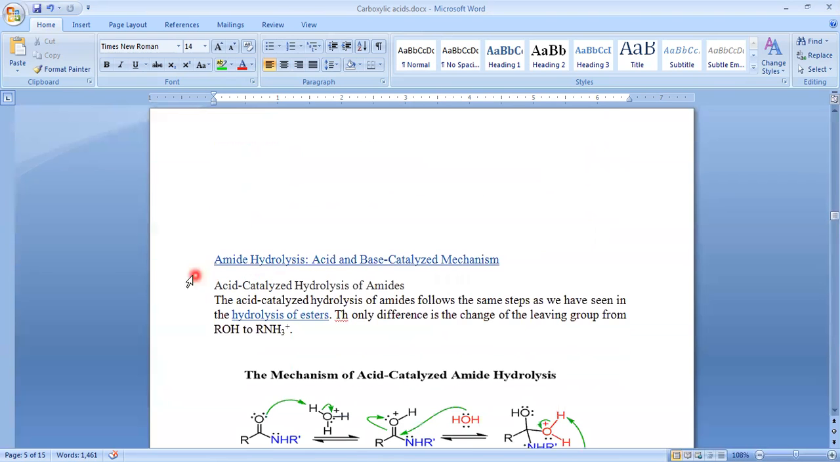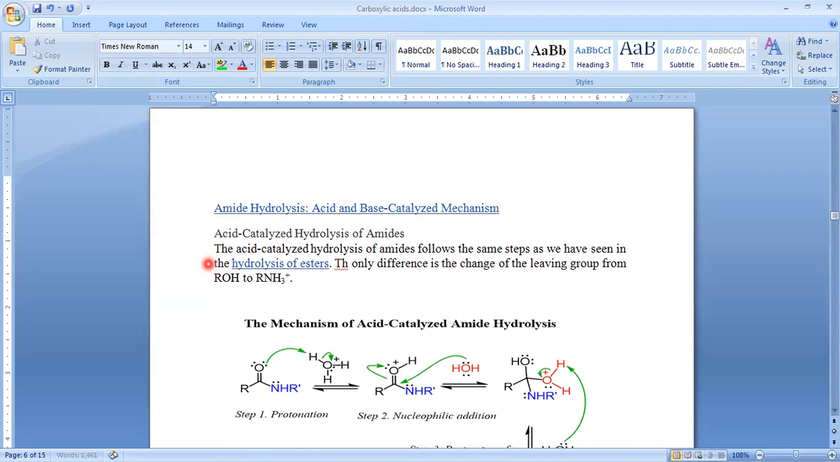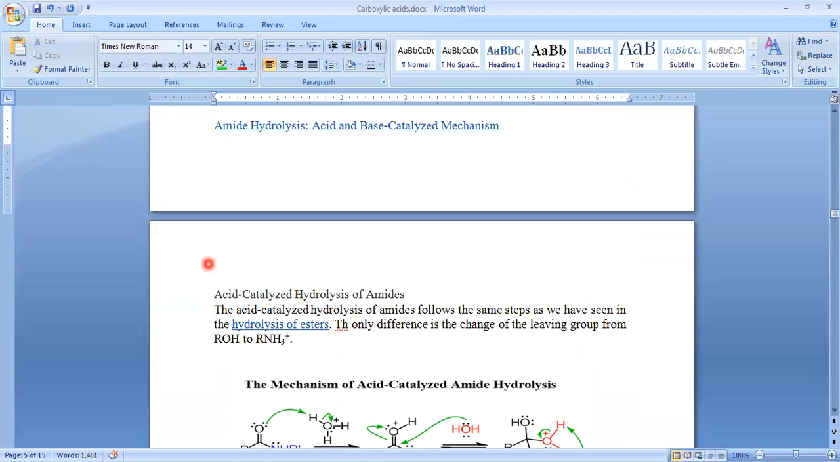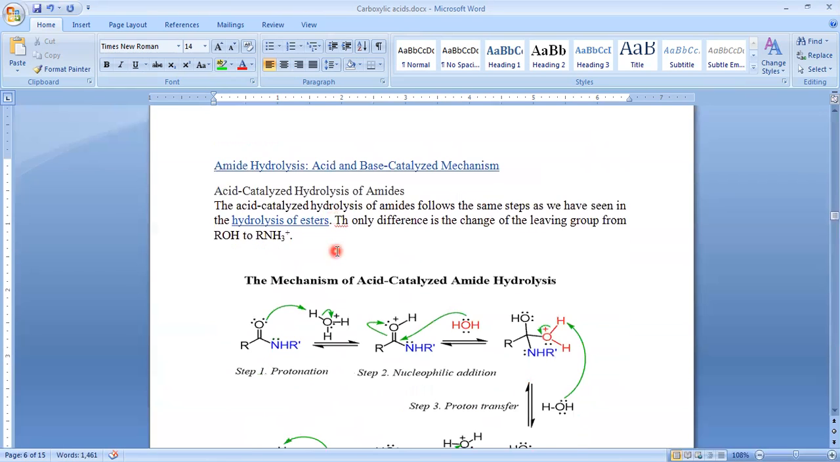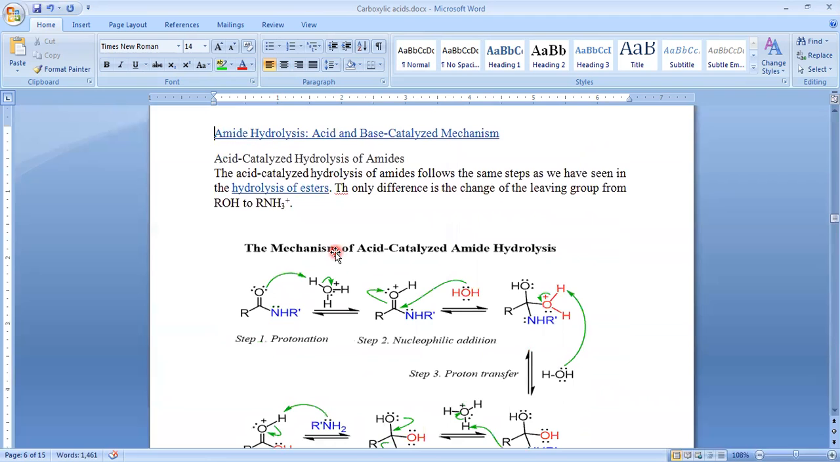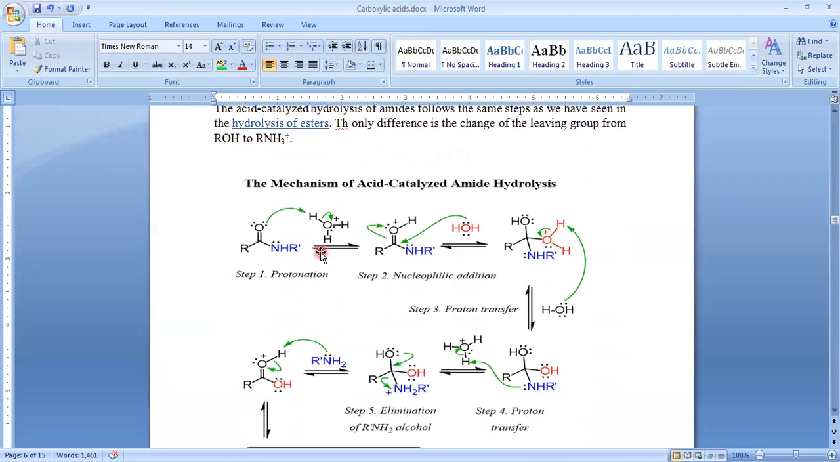And next one is amide hydrolysis, but here it is acid catalyzed amide hydrolysis. Here, the first step is like acid catalyzed hydrolysis of ester. The same phenomenon follows here. The first step is protonation: the acid donates the H plus ion, so we get an oxonium ion.